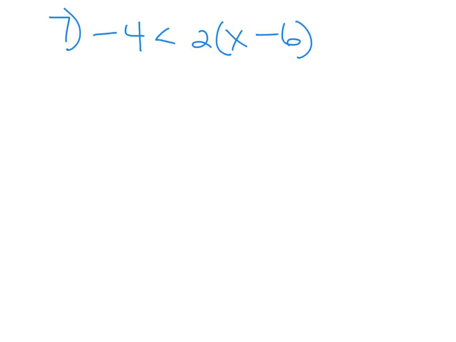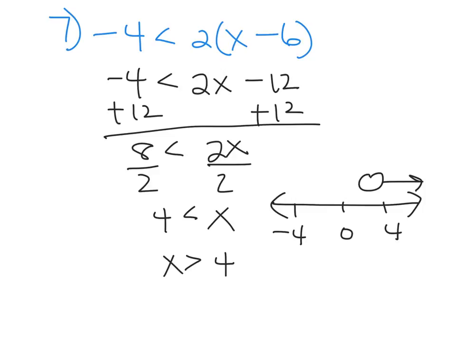Okay, problem number 7. -4 is less than 2 times the quantity x minus 6. Okay, again, if the sub will please pause the video and let the students work this out. Alright, this time I just worked out the problem and you can look at my work.